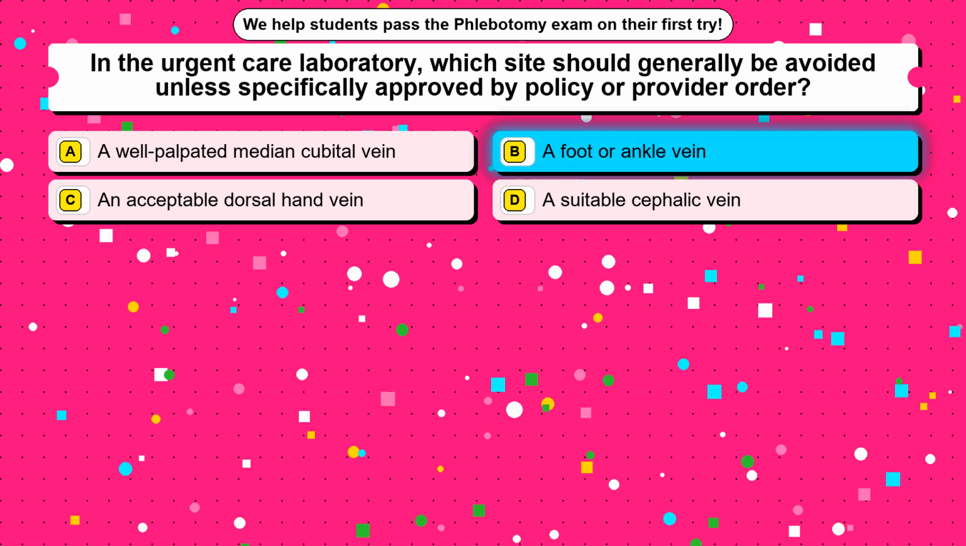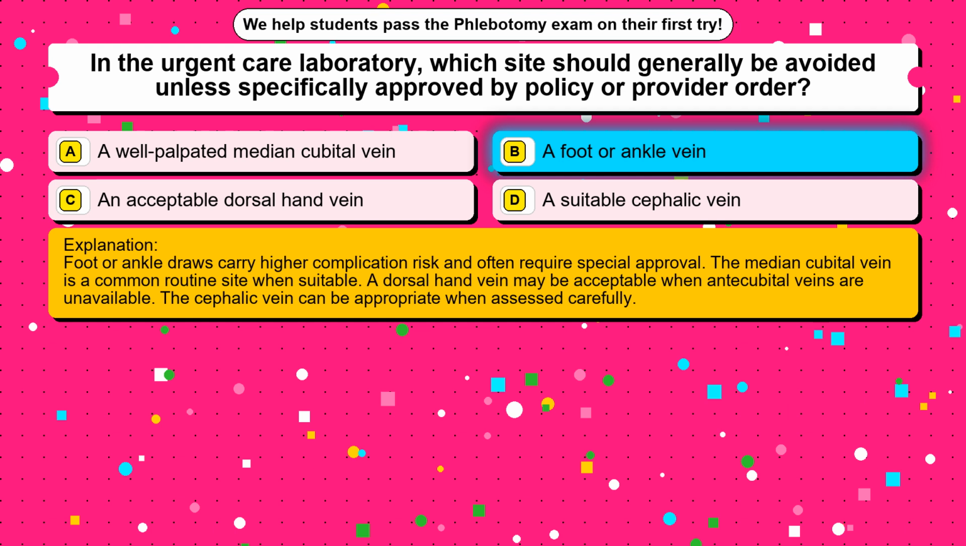The correct answer is option B. A foot or ankle vein. Foot or ankle draws carry higher complication risk and often require special approval. The median cubital vein is a common routine site when suitable. A dorsal hand vein may be acceptable when antecubital veins are unavailable. The cephalic vein can be appropriate when assessed carefully.